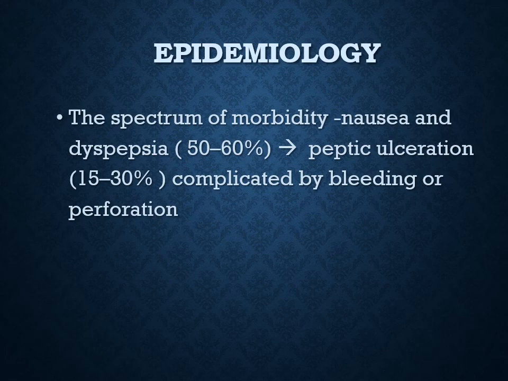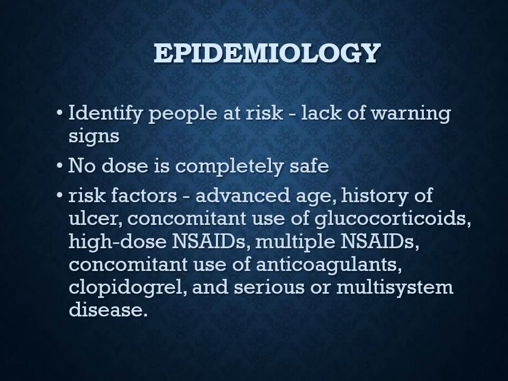by bleeding or perforation. It is very important to identify who are the people at risk because of the lack of warning signs, and there is no dose that is safe. And the risk factors are multiple, including advanced age, history of ulcer, concomitant use of steroids, high-dose NSAID intake or multiple NSAID intake, and concomitant use of anticoagulants, clopidogrel, and serious or multi-system diseases.